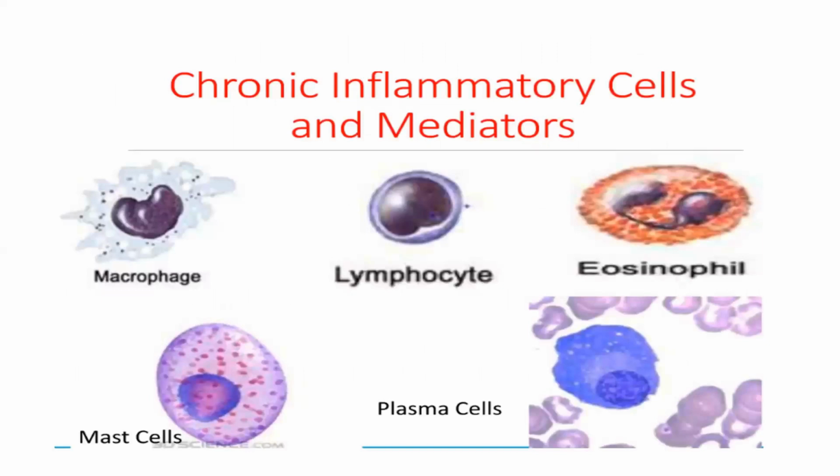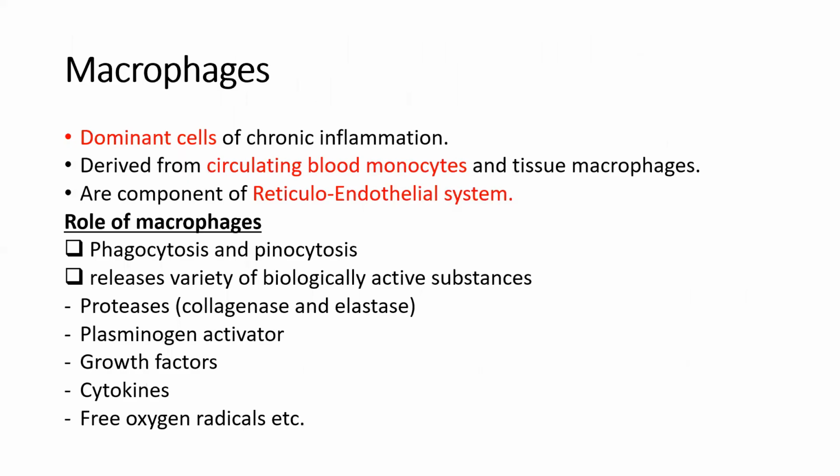What are the chronic inflammatory cells and mediators? There are five types of chronic inflammatory cells: macrophages, lymphocytes, eosinophils, mast cells, and plasma cells. What is the role of macrophages in chronic inflammation? Macrophages are the dominant cells of chronic inflammation. There are two sources of macrophages, one from circulating blood monocytes and the other from tissue macrophages. Macrophages are a component of the reticuloendothelial system.